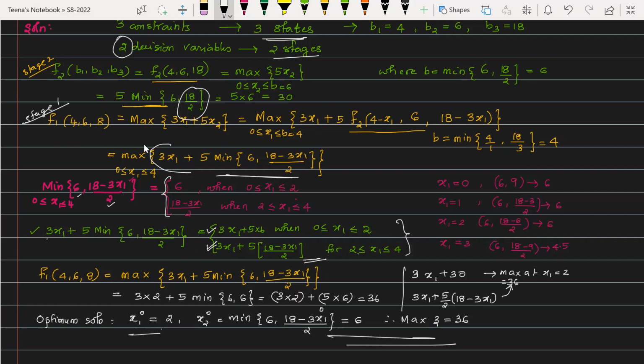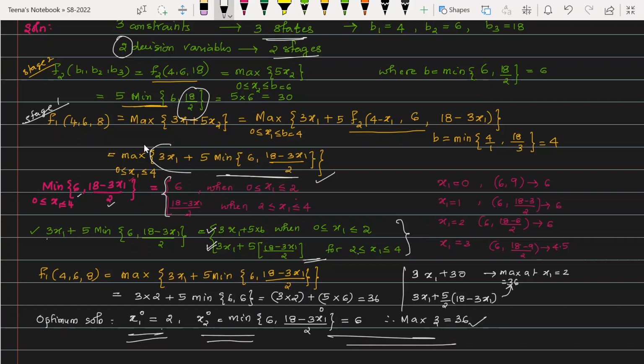So x1 equal to 2 is taken as the optimum value for x1, and with x1 equal to 2 we proceed to find x2. We know that x2 is the minimum of 6 and 18 minus 3x1 by 2. Hence we substitute x1 into this expression so as to get x2, and hence we have the optimum solution.